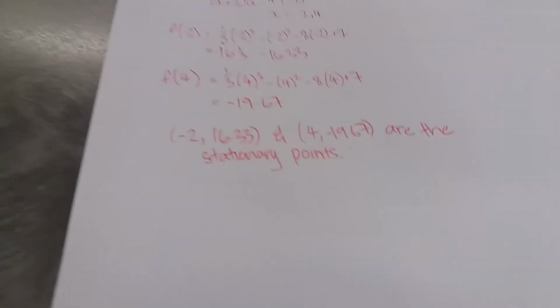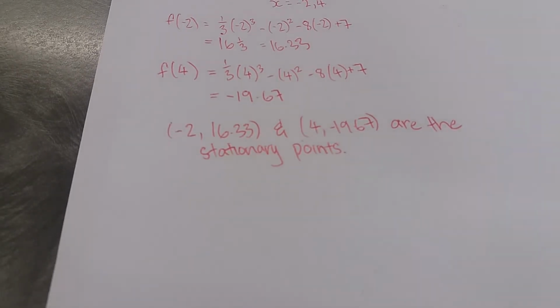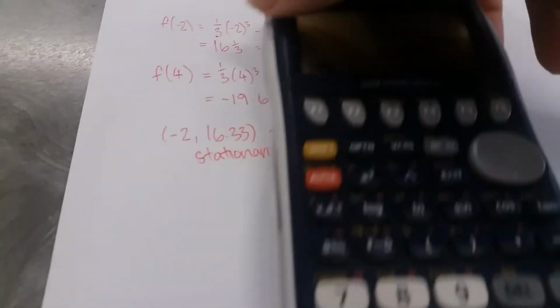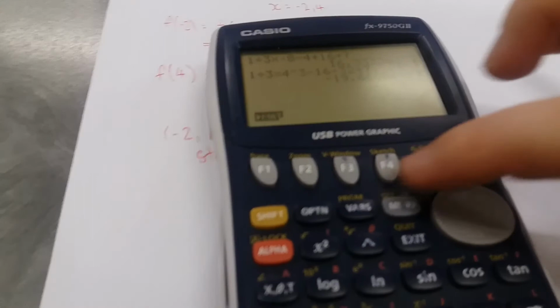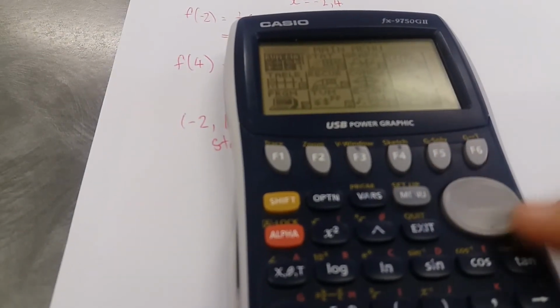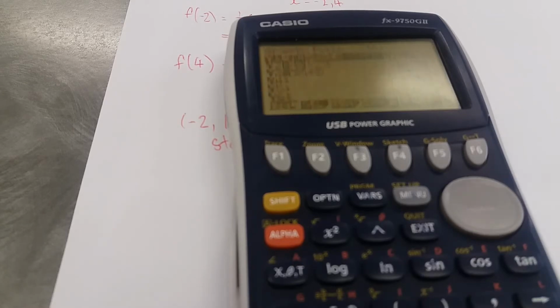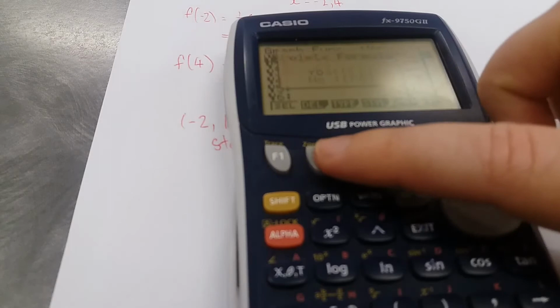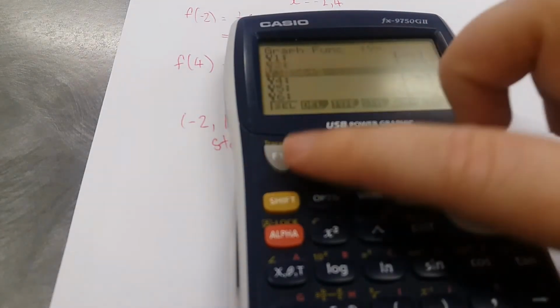Okay, now to decide what sort of stationary points they are, there's a few different ways of doing it, but we're just going to look at doing it on the graphics calculator. So go on your graphics calculator, go into menu, and now we're going to go into graph, and I'm going to delete any functions that we previously had.